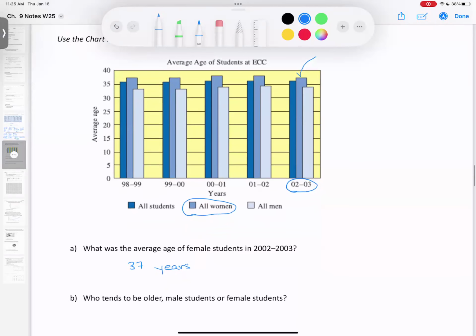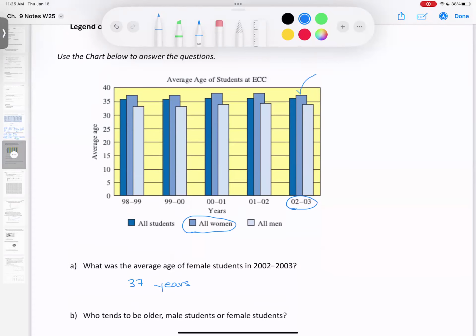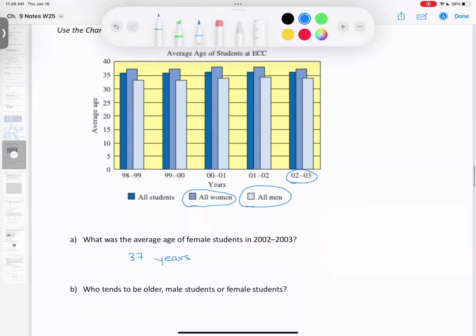Okay, who tends to be older, male or female students? So female is that medium blue, and if you look at our legend, our male students are all blue or light blue. So if you look at the medium compared to the light blue, who tends to be older? Well, the medium blue bar in each case is higher than the light blue bar, which means that the female students tend to be older.